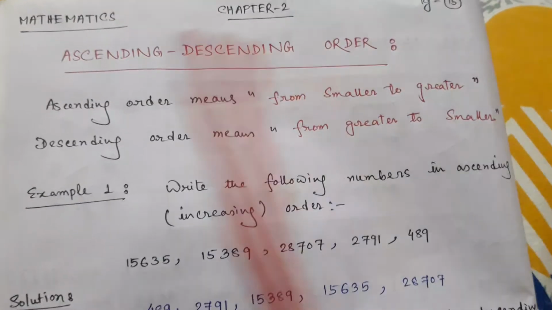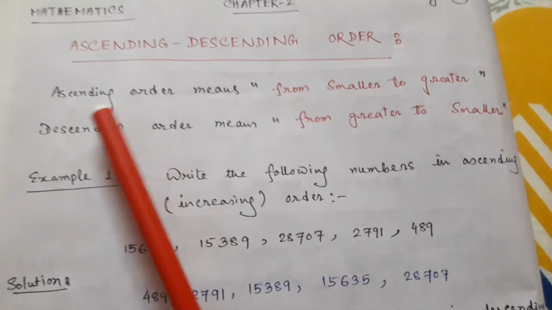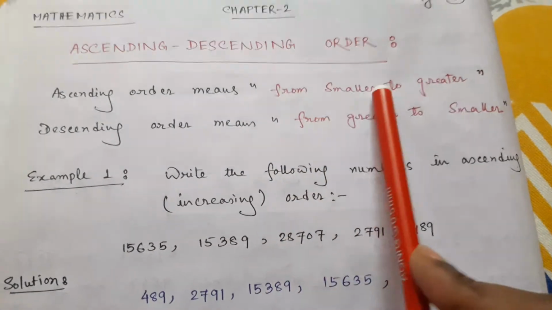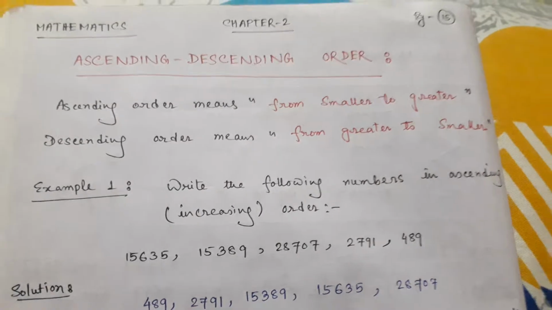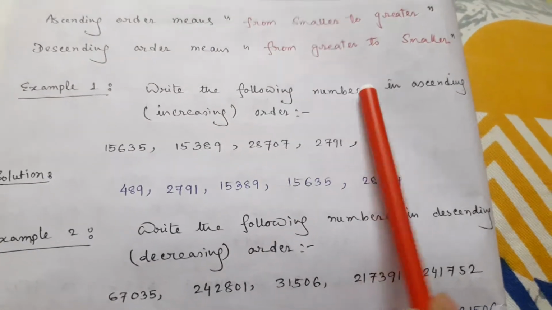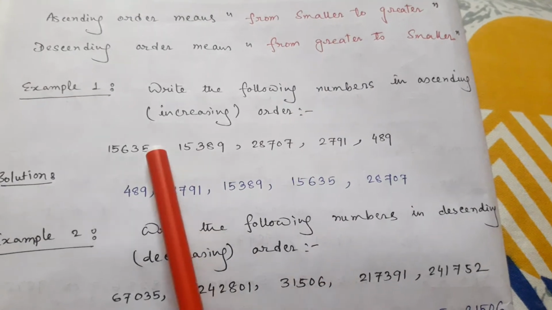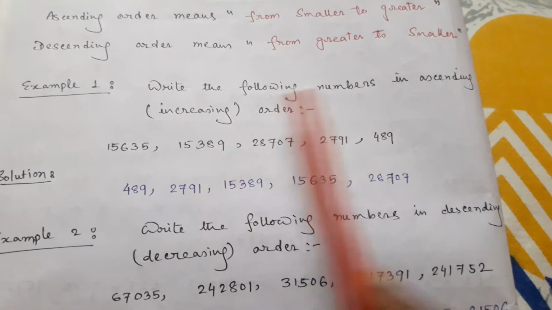Now from this topic come to another topic, ascending and descending order. So this is quite similar to the order relation. So ascending order means from smaller to greater and descending order means from greater to smaller. So let me explain with some examples. Write the following numbers in ascending order. So we have these 5 numbers and we have to arrange these numbers in ascending order.